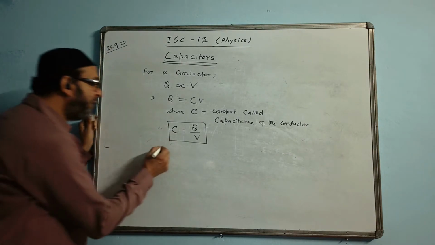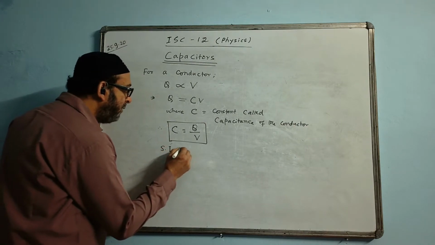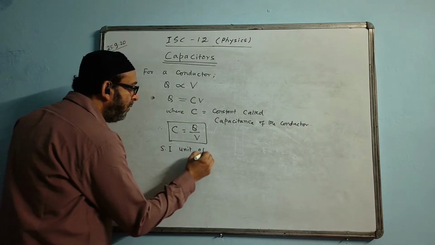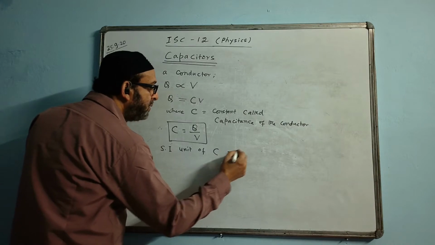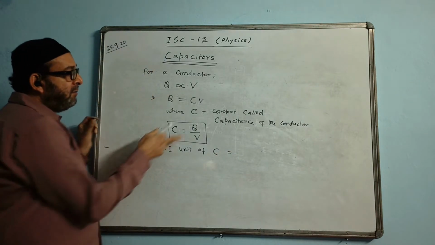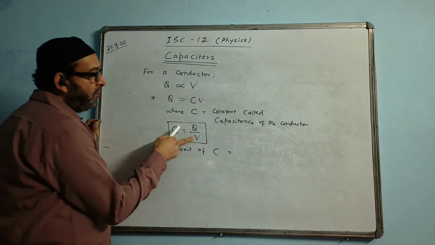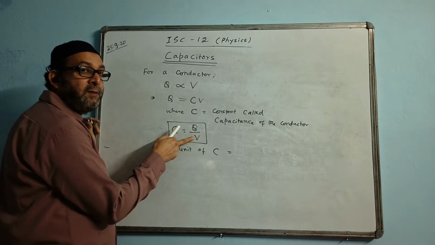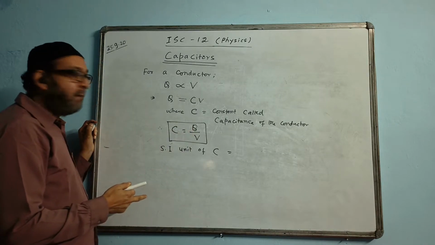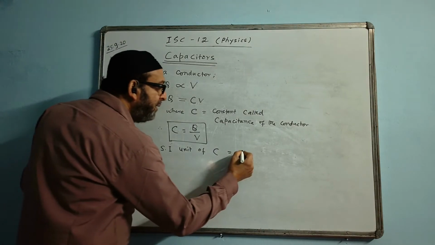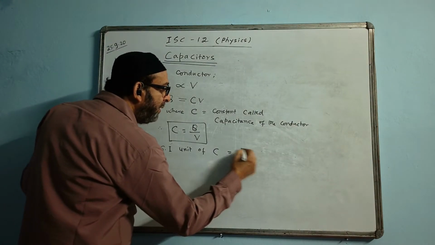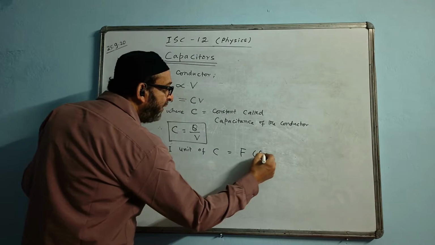We'll find the SI unit. SI unit of C is, you can see, coulomb per volt. Q means coulomb and V means potential, volt. Coulomb per volt, that we denote by capital F and we call it farad.